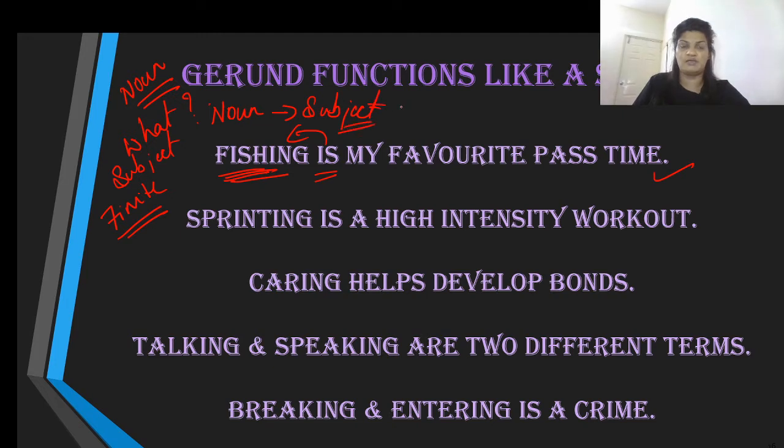All right? Fishing is my favorite pastime. What is my favorite pastime? Fishing. Now, what is a subject? By the way, before I proceed with gerund, I should have explained this, but anyway, let me tell you now. What is a subject? Subject is the noun of the statement which actually does the action, right? So here, fishing is the one doing the action. That is, fishing is my favorite pastime. Though it is a verb, it is functioning like a noun and hence it qualifies as a subject.